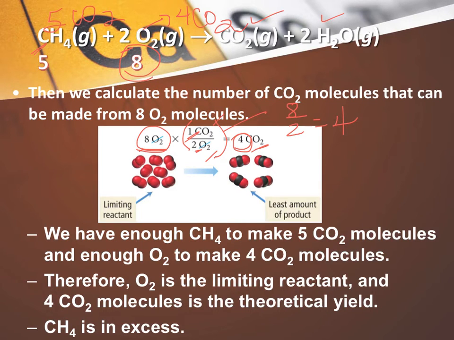And so which of our reactants is limiting? The one that makes the least amount of product. That would be the oxygen as our limiting reactant. That means the other reactant is a reactant in excess.